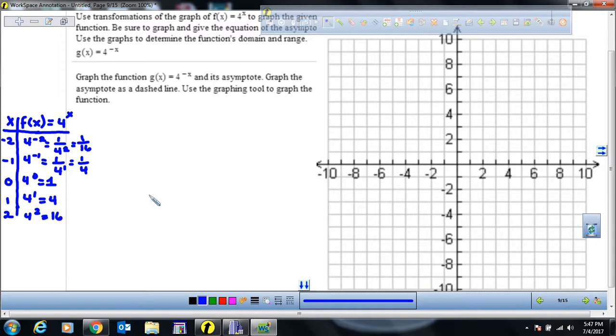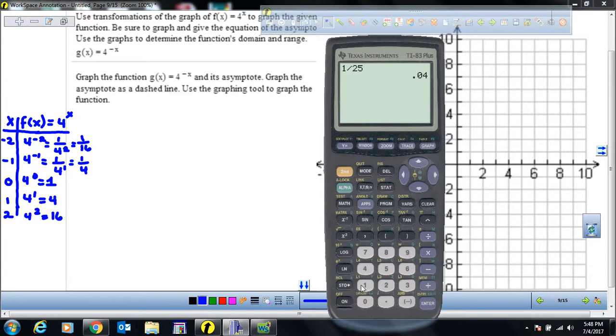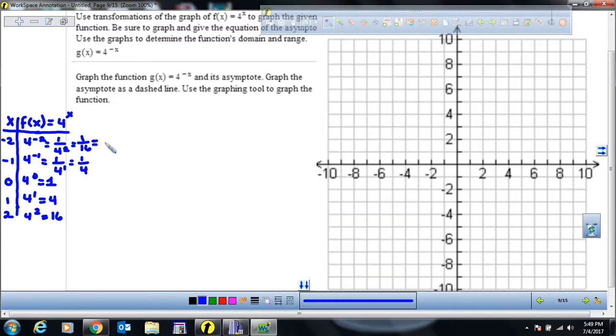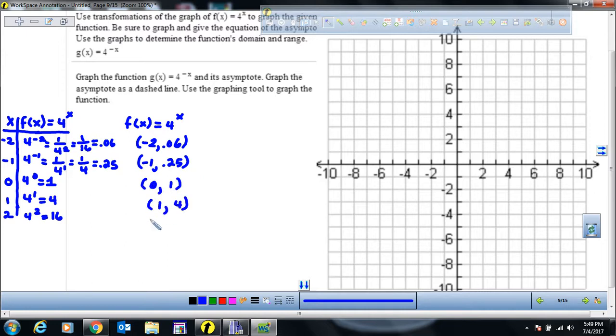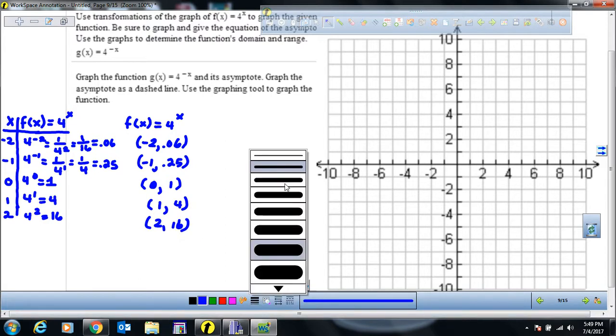Now, one thing is that 1 over 16 is going to be approximately 0.06. Okay? So it is approximately 0.06. This one is going to be 0.25. So for the function f of x equals 4 raised to the power of x, the points are negative 2, 0.06 approximately, negative 1, 0.25, then the next one is 0, 1, then 1, 4, and then 2, and 16. So let's graph the points for the function f of x.